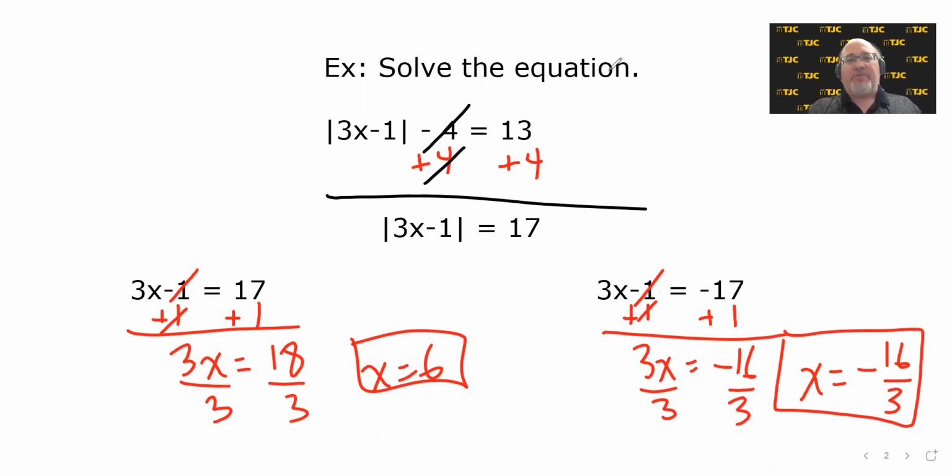The first thing we did was to get the equation in basic absolute value equation form, which essentially meant if there were any numbers outside the absolute value, we had to get rid of them first. So we had to isolate the absolute value.